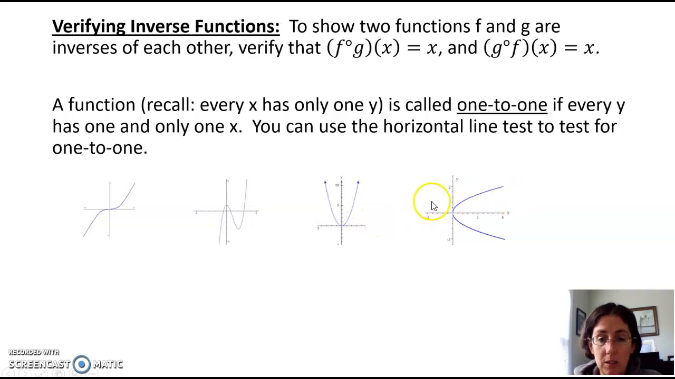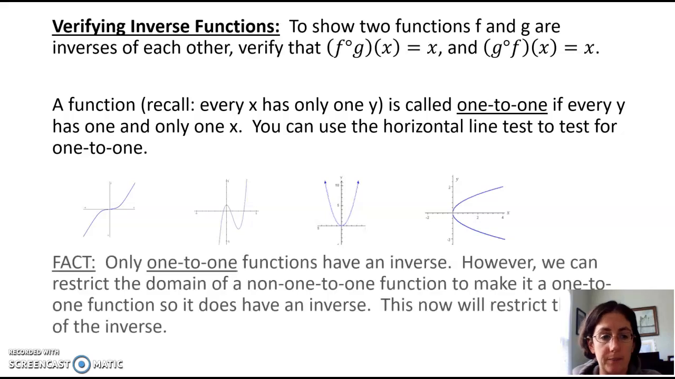What about this one? Now, it does pass the horizontal line test, as you can see, but it's not a function because it fails the vertical line test. So if it's not a function, it certainly can't be a one-to-one function. Now, a one-to-one function has an inverse, and only one-to-one functions have an inverse. If your function is not one-to-one, then it does not have an inverse. What we can do sometimes, though, is restrict the domain of our function so that it is a one-to-one function, and therefore it will have an inverse.